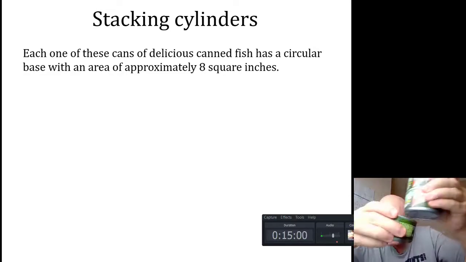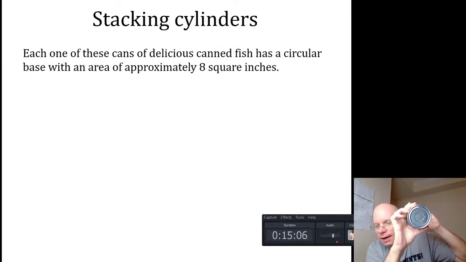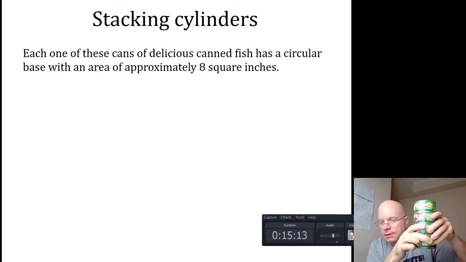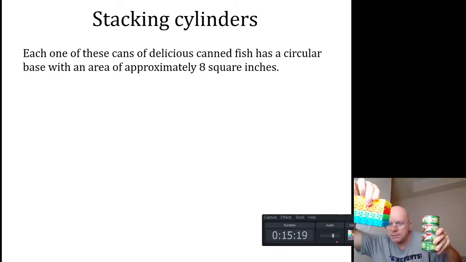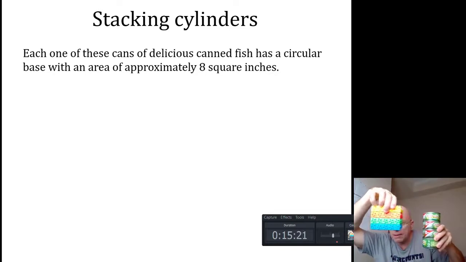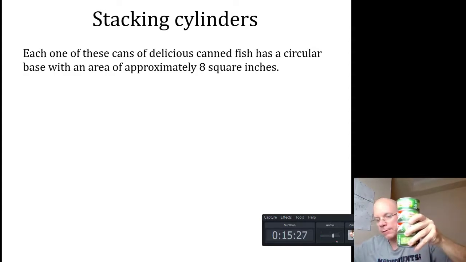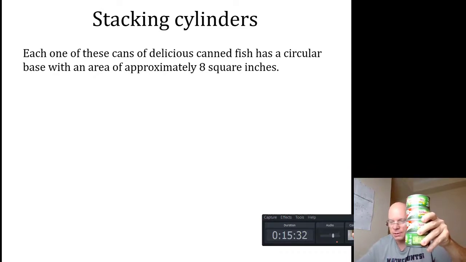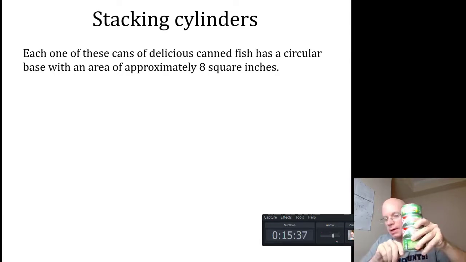But if I have 4 cans of delicious tuna, then I would have 8 square inches times 4 inches tall, or 32 cubic inches of delicious tuna. So in the same way that this is 15 times 4, this would be 8 times 4, or 32. 60 cubic centimeters, 32 cubic inches. I'm making up the numbers, but you get the idea. It's just big B, area of the base, multiplied by the height.